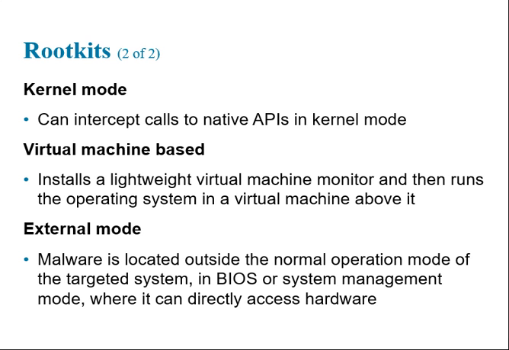On top of the virtual machine is the operating system, right? Which has a kernel, but the virtual machine is lower than this. It installs a lightweight virtual machine monitor and then runs the operating system in the virtual machine above it. So it affects the virtual machine manager itself, VMM, like your VirtualBox or VMware, and then they can affect the OS that you install on top of the VMM.